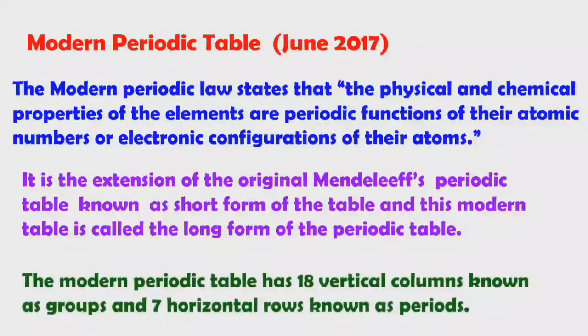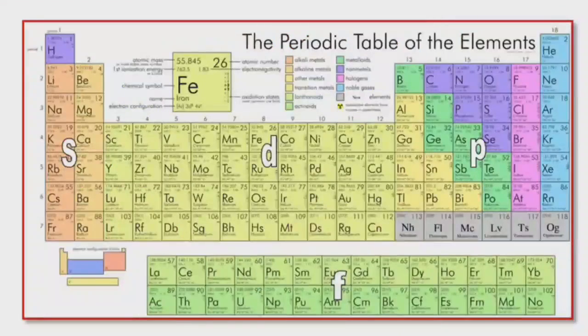The modern periodic table has 18 vertical columns known as groups, and 7 horizontal rows. Horizontal rows are called periods. It has 18 groups and 7 periods. Here we can see the modern periodic table.